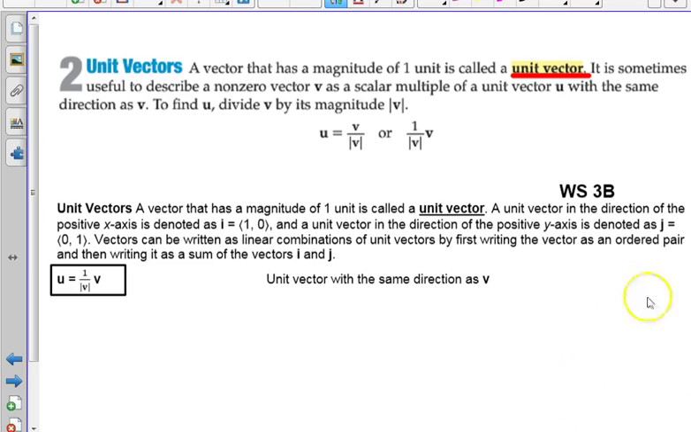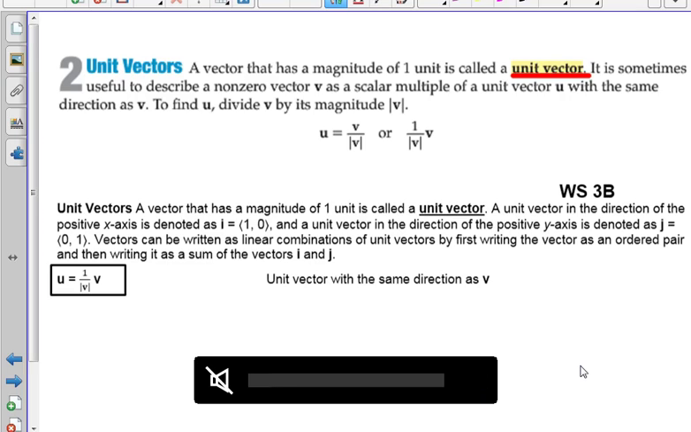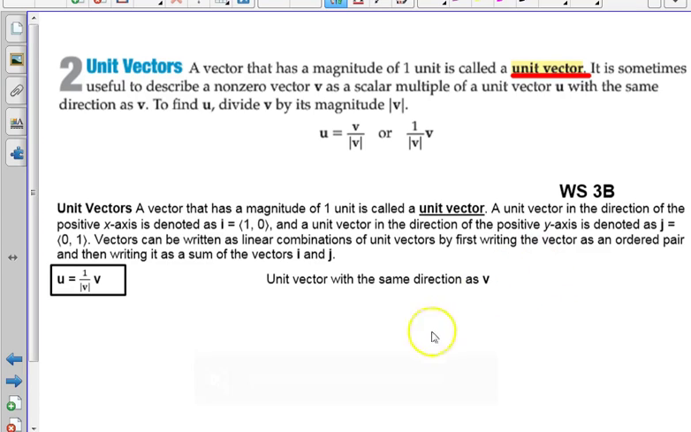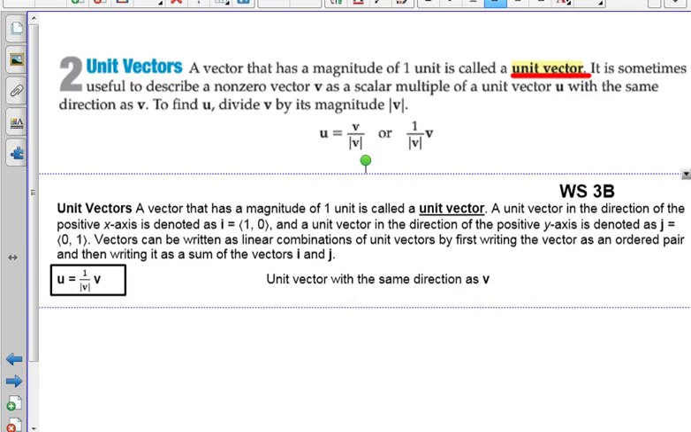All right, we talked yesterday about component form of vectors. And so today we're going to talk more about vectors. They're going to talk about a unit vector. And this is when you have a vector. I don't have a cursor. Hang on. My usual struggles here.